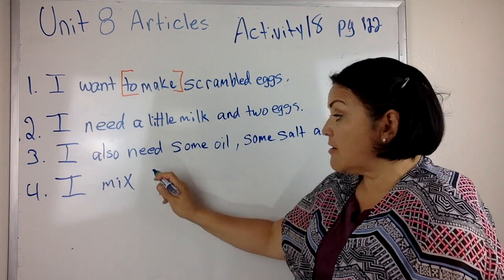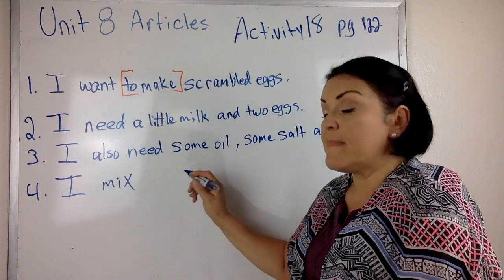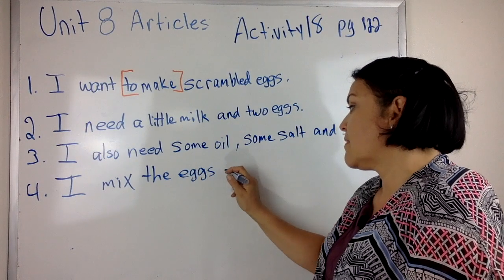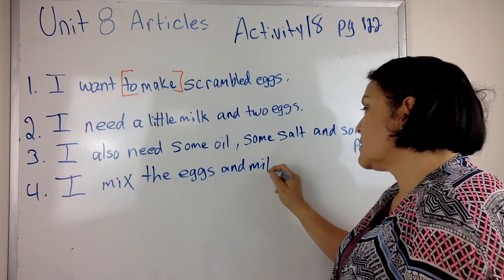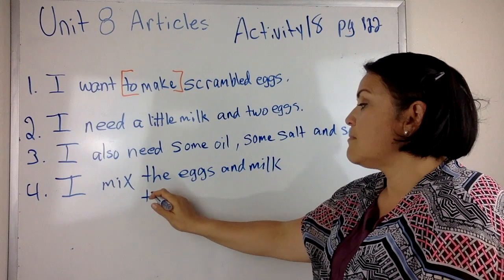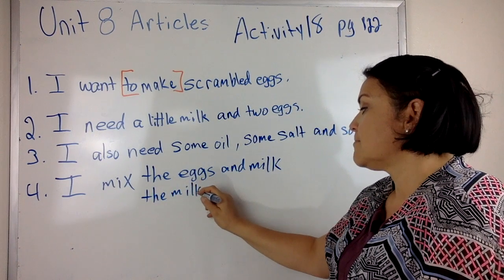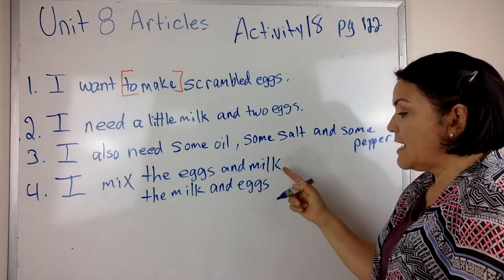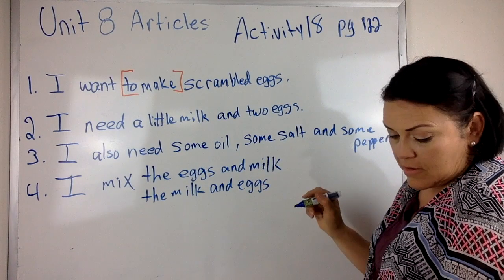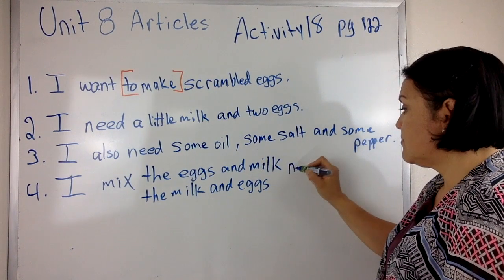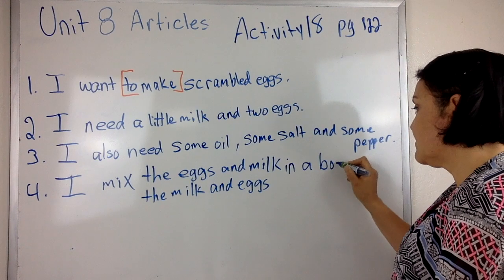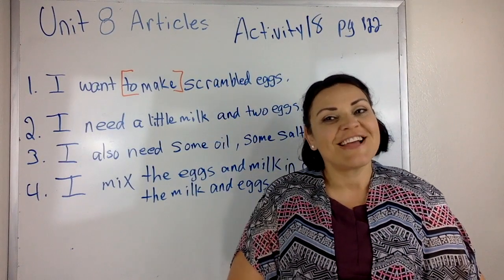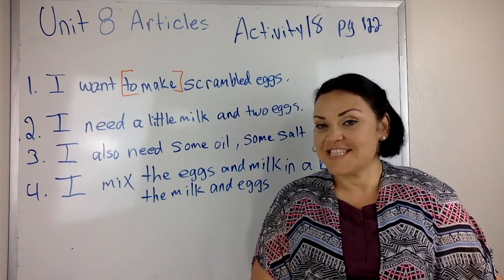See, this one doesn't matter. You can put the eggs or the milk, either one. You can say, I mix the eggs and milk. You can also say, I mix the milk and eggs. So I mix the eggs and milk in a bowl, because it's one bowl. Okay, I want you to try the rest by yourself and look at the answers on Canvas, but practice.